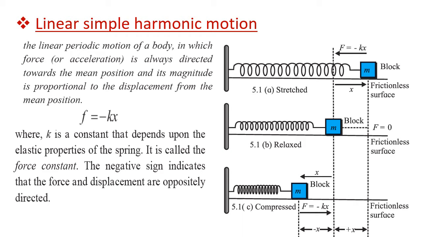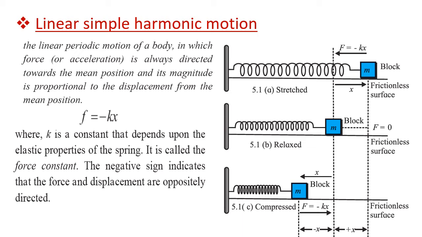If you want to remember it in a mathematical form, it's very easy. We write mathematically F = -kx, where k is a constant. This constant depends upon the elastic properties of the spring, and it is also known as force constant or spring constant. The negative sign that appears in the equation indicates that the force and the displacement are oppositely directed to each other.